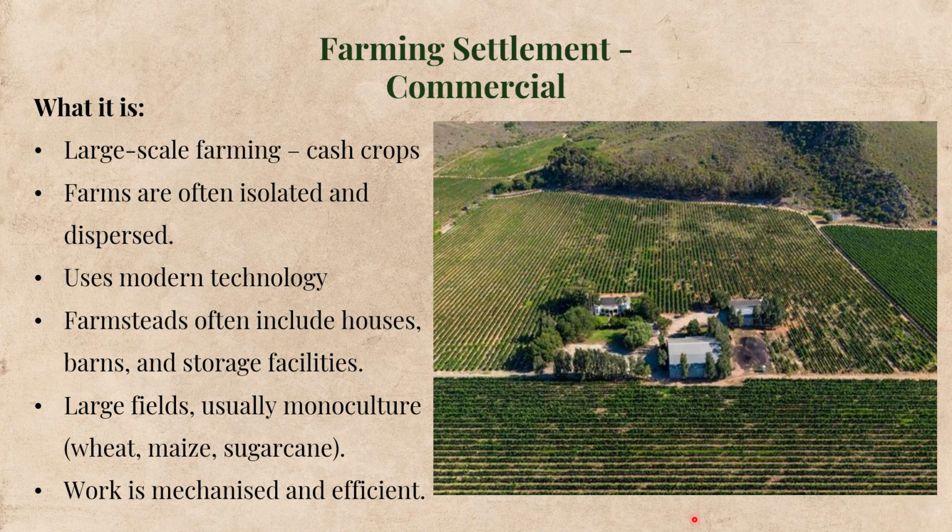Here's an example of a commercial farming settlement. You can see an isolated house, a large field growing one crop, and some storage facilities.